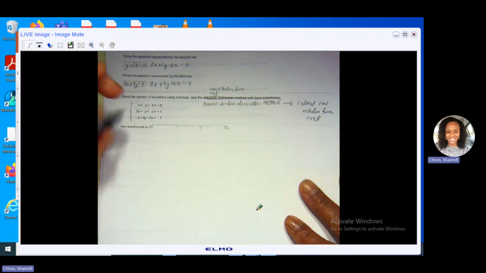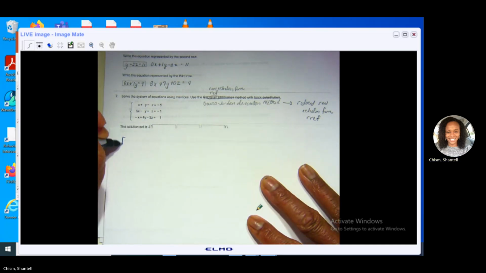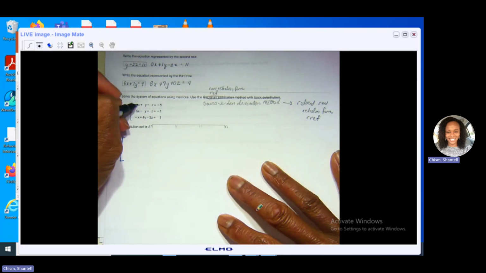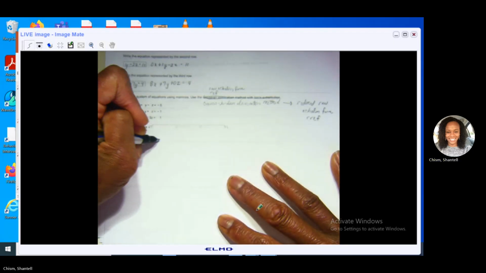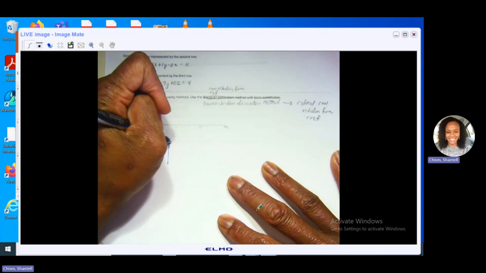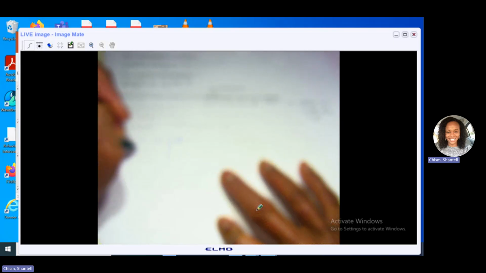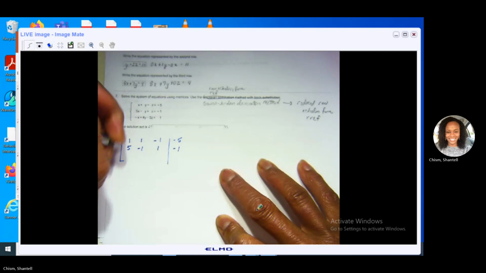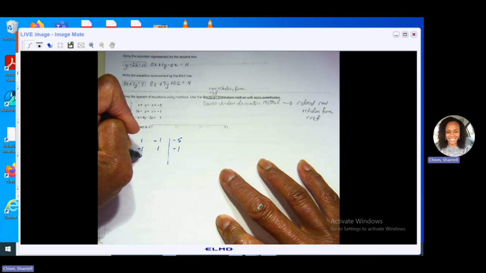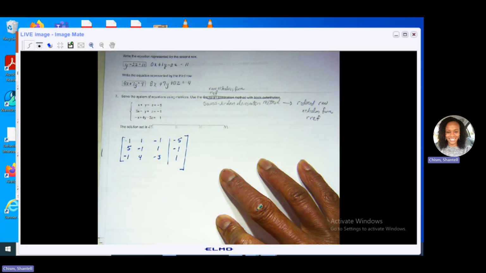So number 7, the first thing I'm going to do is I'm going to write it as an augmented matrix. That way I know exactly how to put this into my calculator. So the first thing I'm going to do is recognize that this becomes my augmented matrix on number 7: 1, 1, -1, -5, 5, -1, 1, -1, -1, 4, -3, 1. Okay?